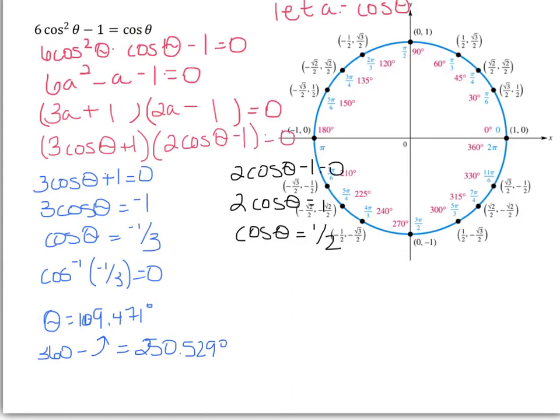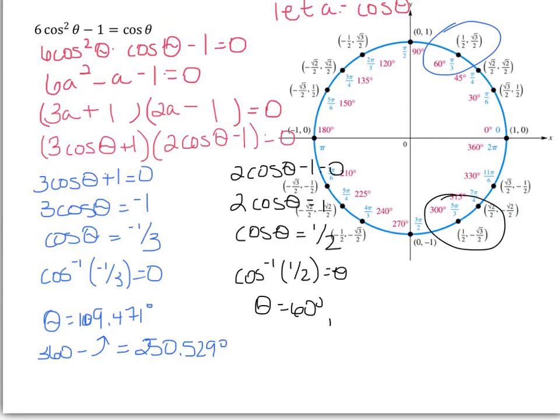On the other side of that, I have the inverse cosine of 1/2 is equal to theta. And for that one, actually, I can look right on my unit circle because that exists. So where's the x value equal to 1/2? Well, right there at 60 degrees. So theta is equal to 60 degrees. And that also exists here at 300 degrees.